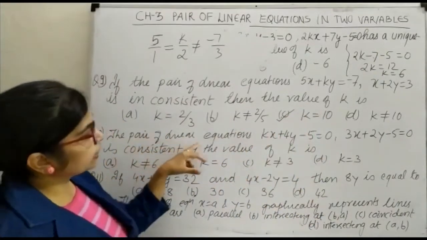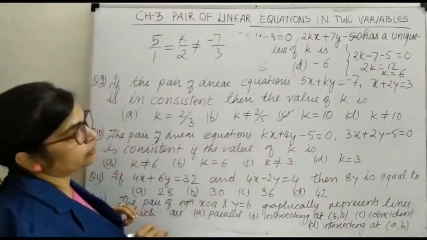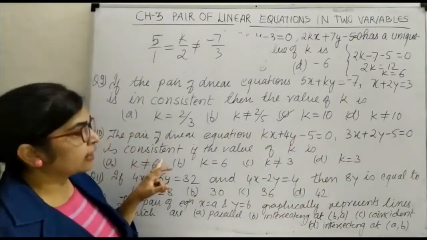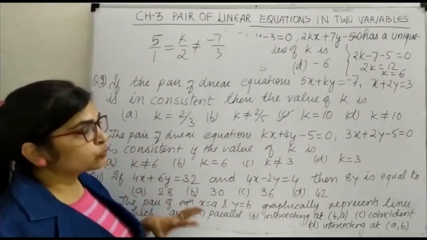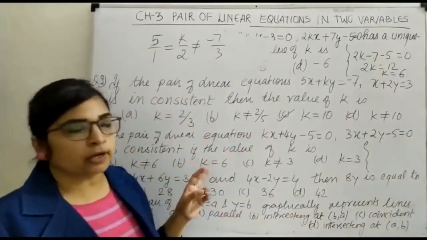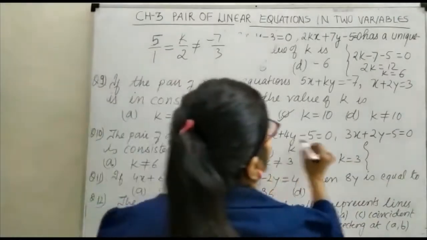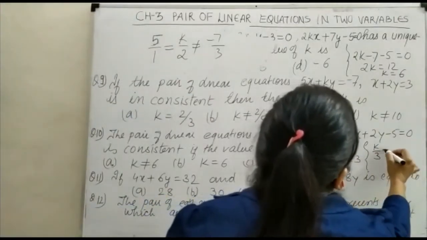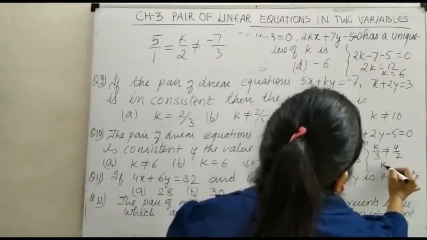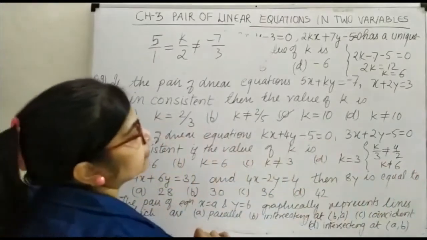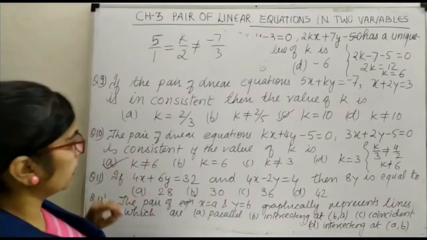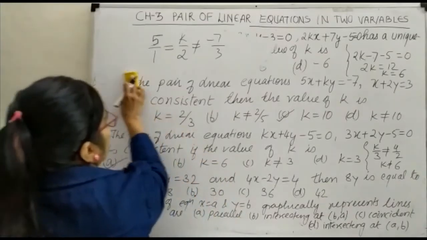नेक्स्ट, द पेयर ऑफ लीनियर इक्वेशन kx प्लस 4y माइनस 5 इज इक्वल टू 0, 3x प्लस 2y माइनस 5 इज इक्वल टू 0 is consistent. कंसिस्टेंट मीन्स इट इज हैविंग एटलीस्ट वन सोल्यूशन. एटलीस्ट वन सोल्यूशन में देखिए हम सबसे पहले कंडीशन लगाएंगे A1 अपॉन A2 इज नॉट इक्वल टू B1 अपॉन B2. दैट मीन्स K अपॉन 3 इज नॉट इक्वल टू 4 अपॉन 2. So you can see that K is not equal to 6. Okay. So which option will be correct? That is option A. Now moving on to another question.